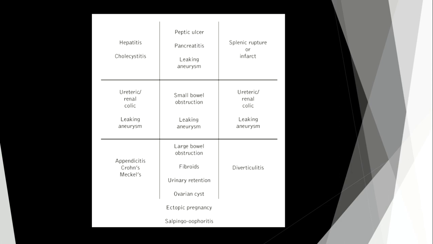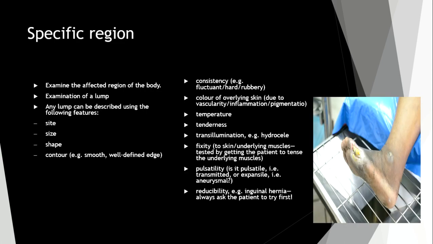In the pubic region, it can be large bowel obstruction, urinary retention, ovarian cyst, ectopic pregnancy, salpingitis, appendicitis too. And in the left hypogastrium, we can have diverticular disease.